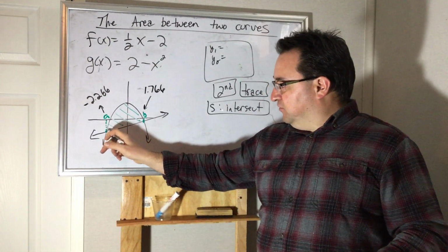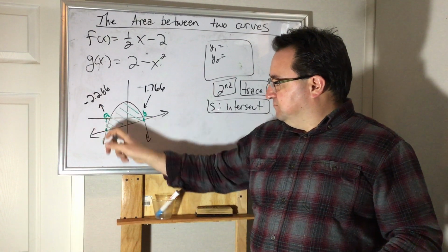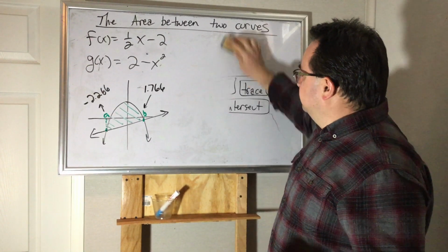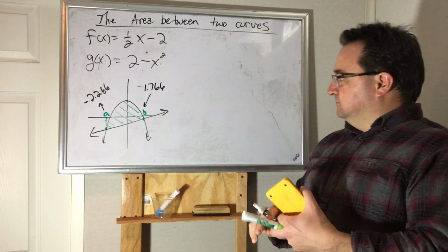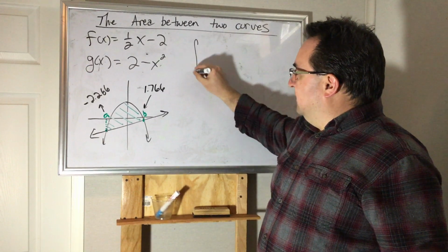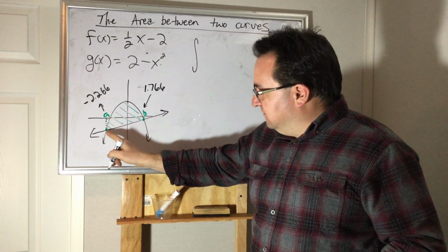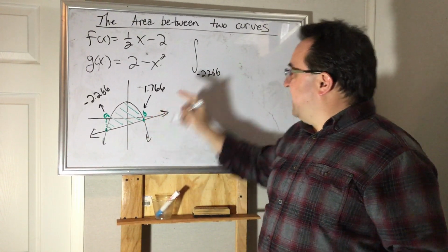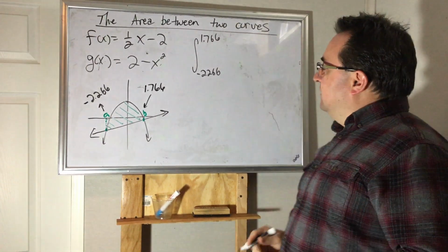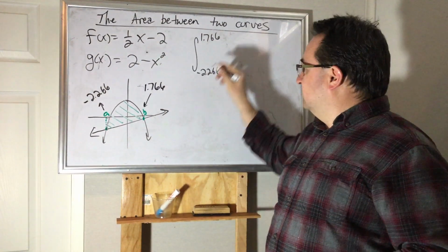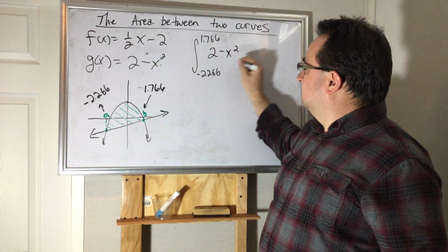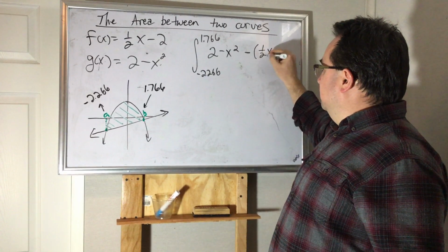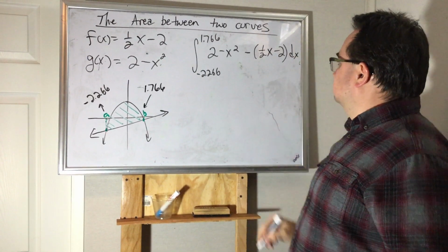So I need to find these points. Those are the x values for these points of intersection. All right, so that's all good. I got those points of intersection, and now I'm going to find my integral. So if I want that area, it's the integral from the beginning, that intersection point, to the end, that intersection point. And notice that the top function is now the parabola minus the bottom function, which is now the line. And if I don't put parentheses there, I'm in trouble.